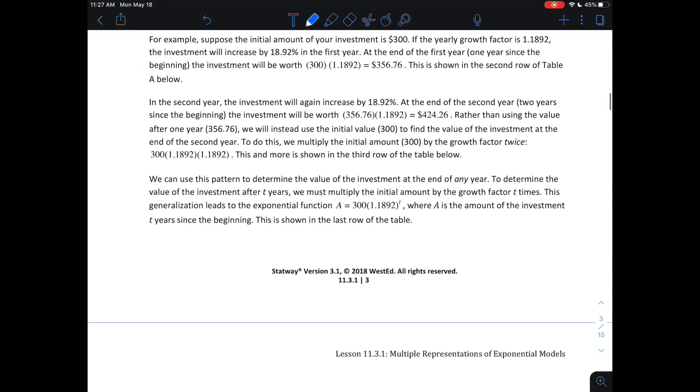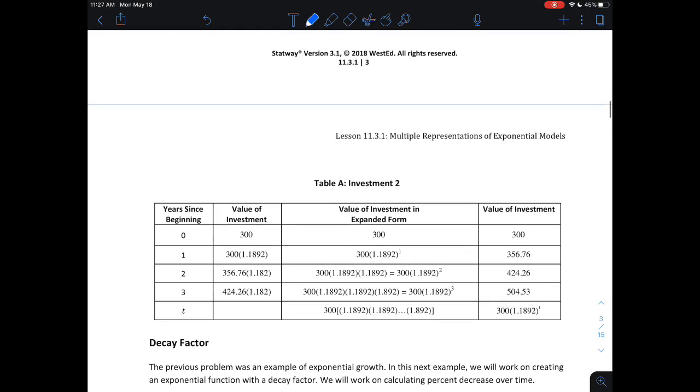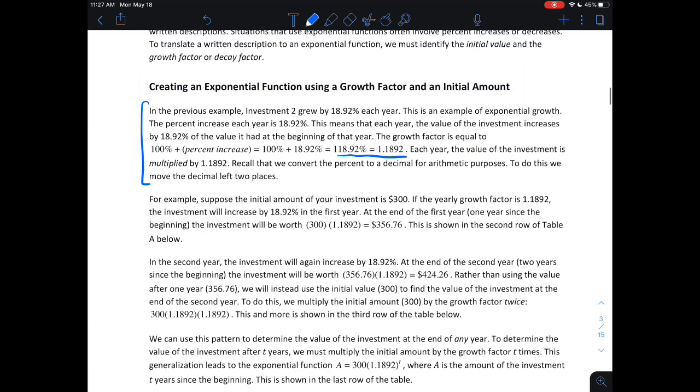So you can see this on the next page. And again, if you want to check that this is right, start off with the slow way that we did on the previous page. Take $300, add 0.1892 times $300.